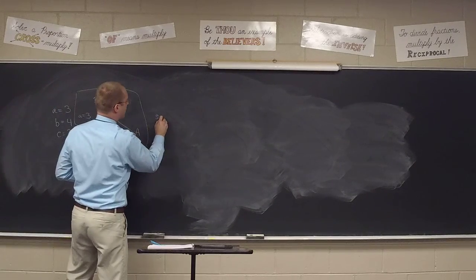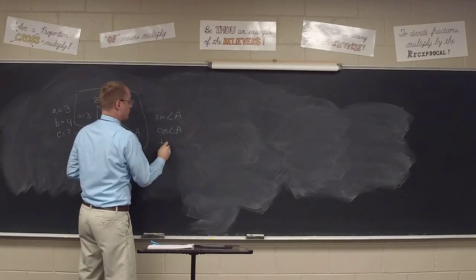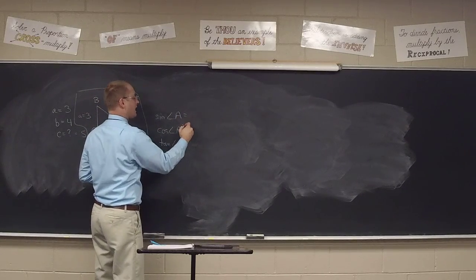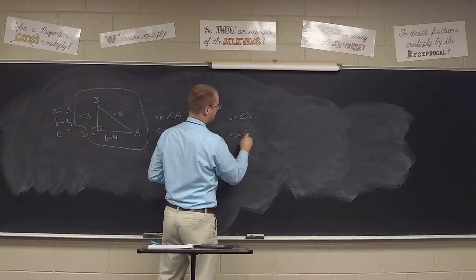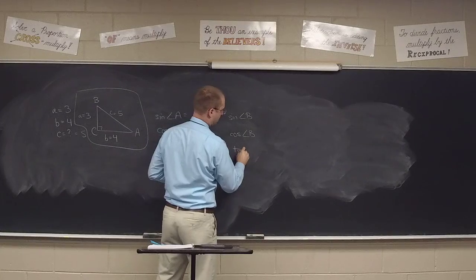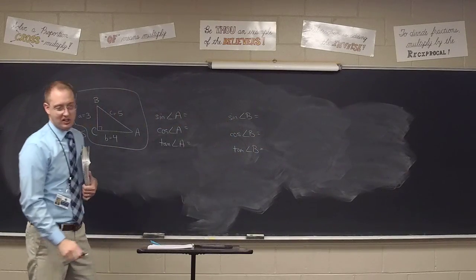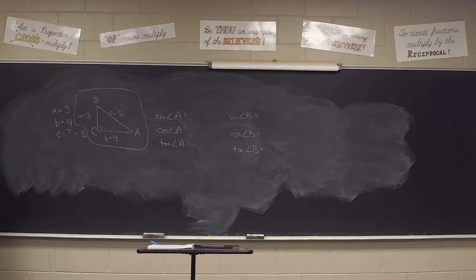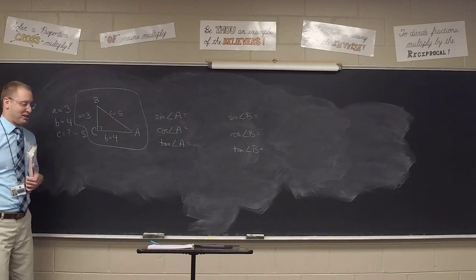All right, so we want to find the sine, cosine, and tangent of angle A, and the sine, cosine, and tangent of angle B. As we find sine, cosine, tangent, there is a phrase that needs to be in our minds. What is that phrase, class? SOH CAH TOA. All right, very good, Chris.